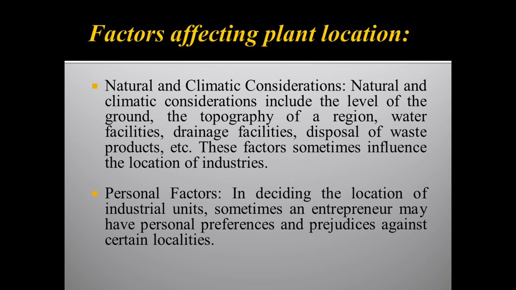Next is natural and climatic considerations. Natural and climatic considerations include the level of the ground, the topography of a region, water facilities, drainage facilities, disposal of waste products, etc. These factors sometimes influence the location of industries.